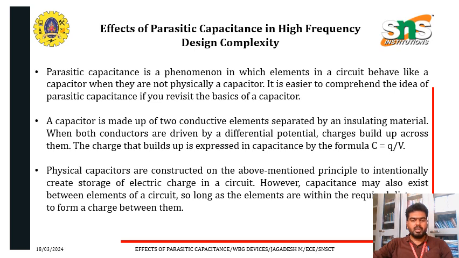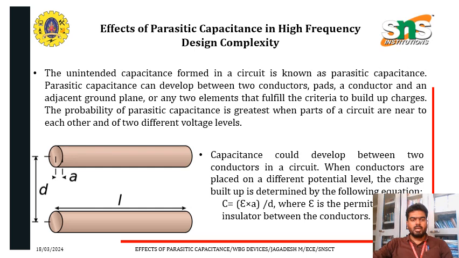The charge that builds up is expressed in capacitance by the formula C equal to Q by V, where Q is the charge and V is the voltage. Physical capacitors are constructed on the above mentioned principle to intentionally create a storage of electric charge in a circuit. However, capacitance may also exist between elements of a circuit so long as the elements are within the required distance to form the charge between them. The unintended capacitance formed in a circuit is known as the parasitic capacitance.